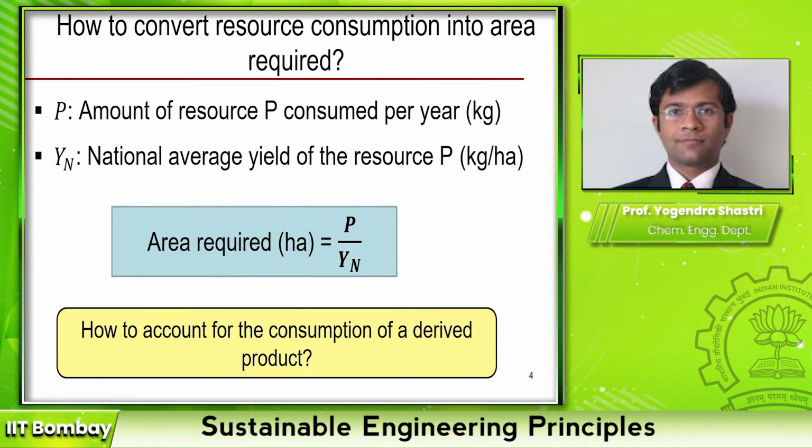Now, an important question here is, how do you account for the consumption of a derived product? Going back to the case of wheat, we don't generally consume wheat in its raw form. Wheat is converted to wheat flour, and wheat flour is then used to produce something that we consume, something like chapati, roti, bread, naan, and so on. So, we need to modify this calculation process slightly to account for such a situation.